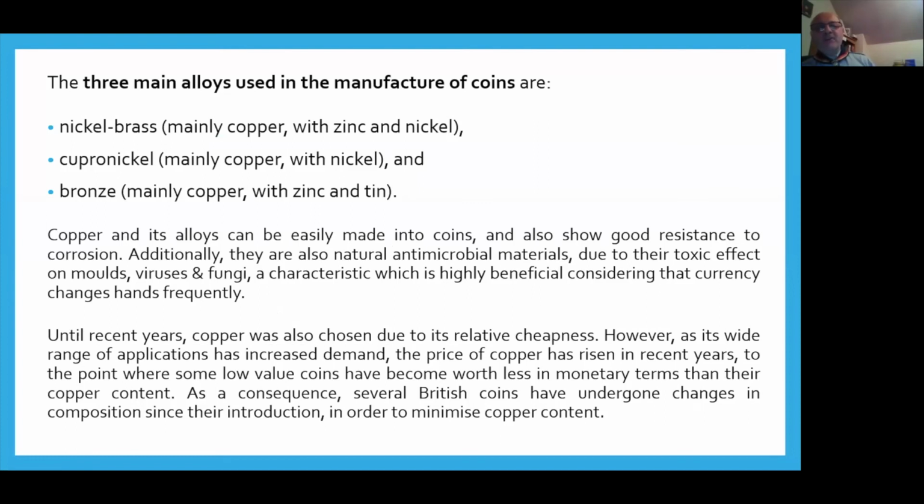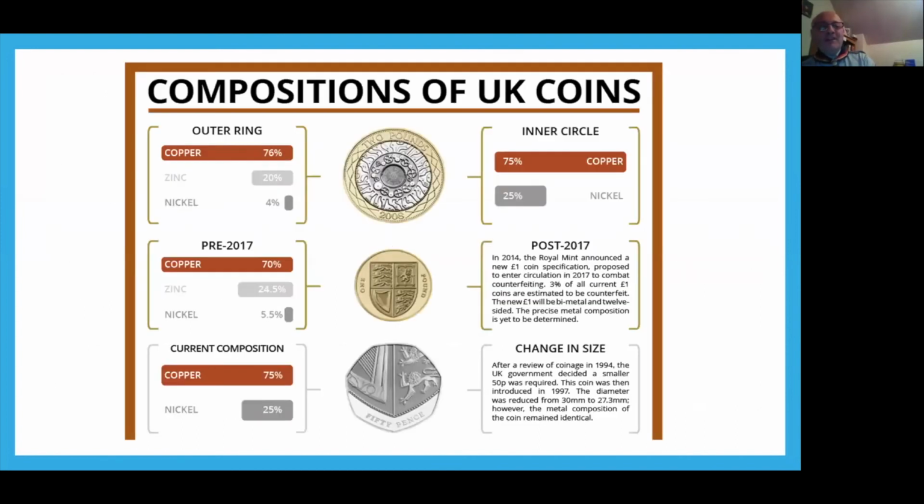There are three main alloys: nickel and brass, copper and nickel, and that's the main one, and bronze, which is mainly copper and zinc. And we will show you some pictures of these. Very quickly, these are the coins: a £2 coin, a £1 coin, a 50p coin, and you'll see the outer ring and the inner ring. Take the £2 at the top, copper and nickel. But the inner circle, which looks silver, is not silver. It's again copper and nickel. Again, you've got the £1 coin, mainly copper nickel. That's called cupro nickel.